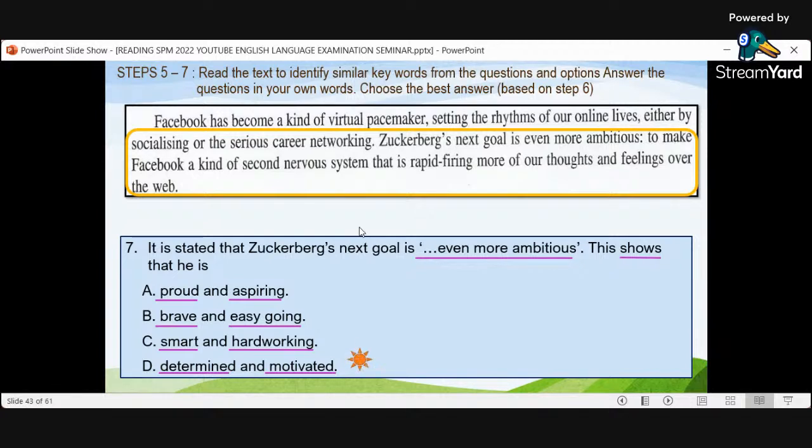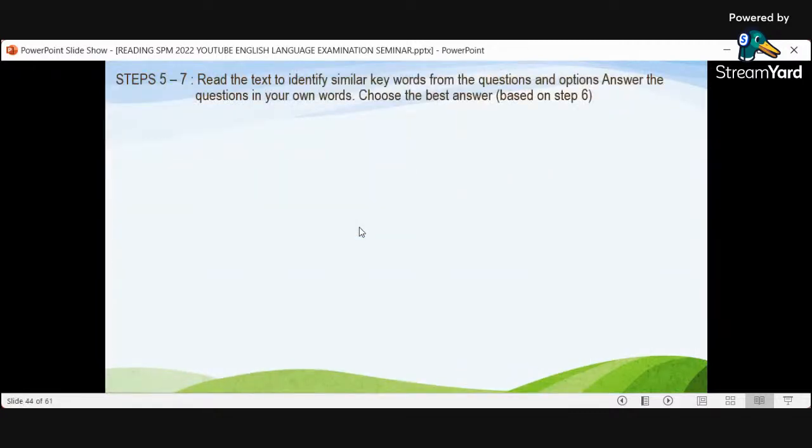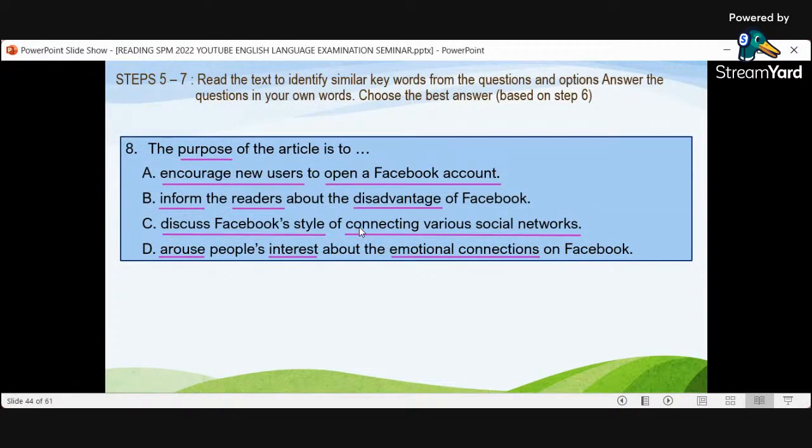So he's more determined and motivated. Okay, all right. But it's a better answer than smart and hardworking, because the sentence doesn't show smartness or hard work.